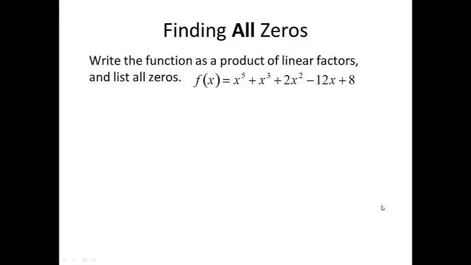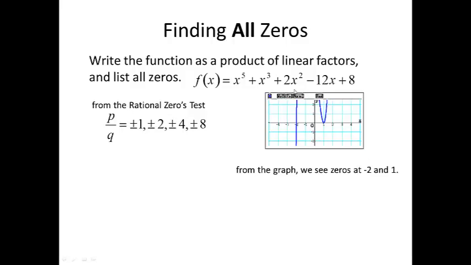Find all zeros. Write the function as a product of linear factors and list all zeros. So the linear factors are going to be what you have, like x minus something in parentheses. So here are my possible zeros from p over q, 8 over q. So all these are the numbers that can go into 8, divided by all the numbers that can go into 1. That's q in the front. So dividing by 1 or negative 1 doesn't change these numbers. So this is all the ones that are possible.